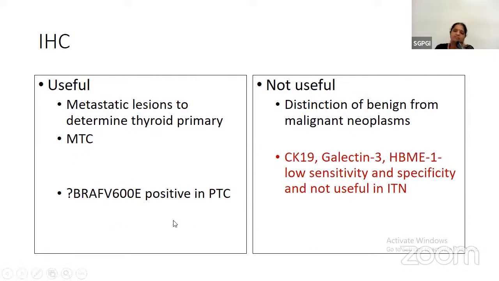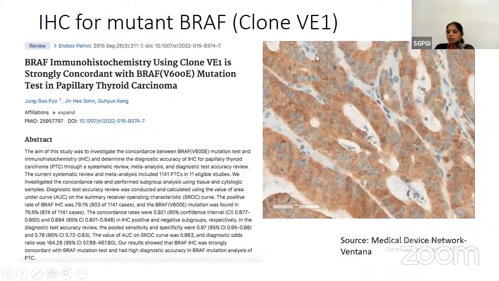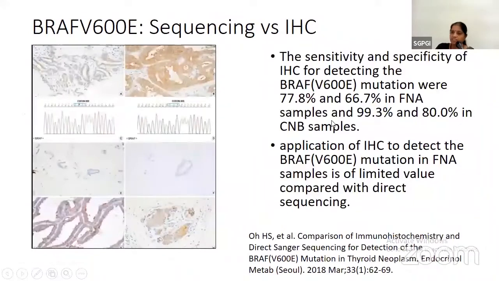And what about BRAF V600E positivity, is it useful? Well, we know this is the mutant BRAF IHC, clone VE1, widely used now by all histopathologists. And it shows an excellent concordance with the mutational status in PTC. So basically, as far as histopathology sections post-surgery, it is really good. You can use it as a surrogate marker for BRAF V600E.